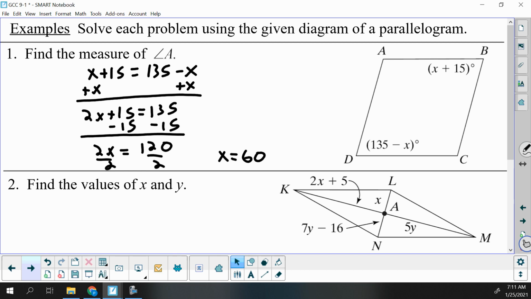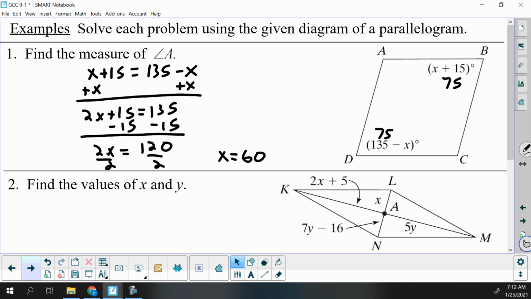In this course, whenever you find a variable, reread the question. See if that's what they want, or if they want you to sub in. We did not want just x, we want to find the measure of angle A. Well, we don't have any labels for A, but let's sub in the x for the ones we know. So 60 plus 15 will give us 75, and 135 minus 60 will give us 75. And that makes sense because those opposite angles should be congruent.